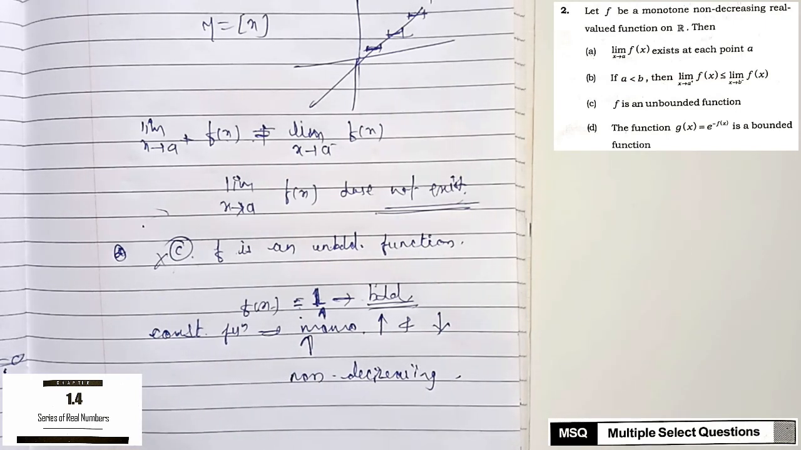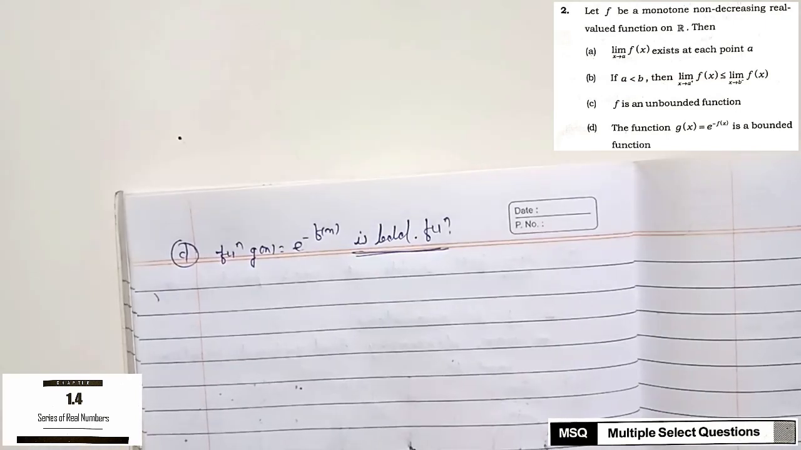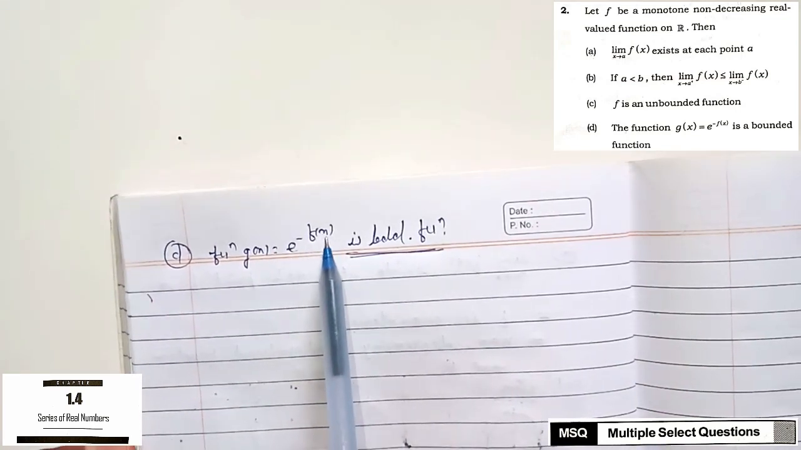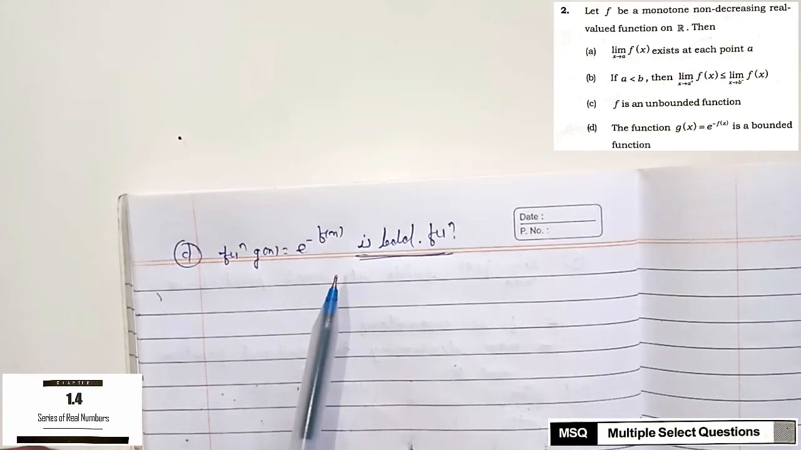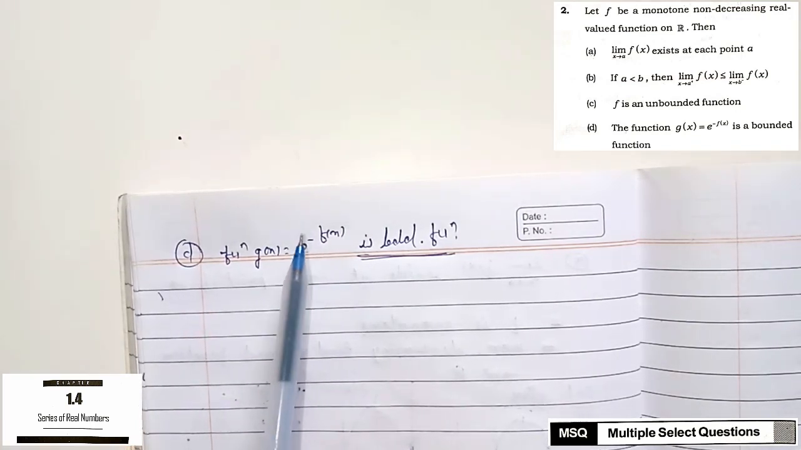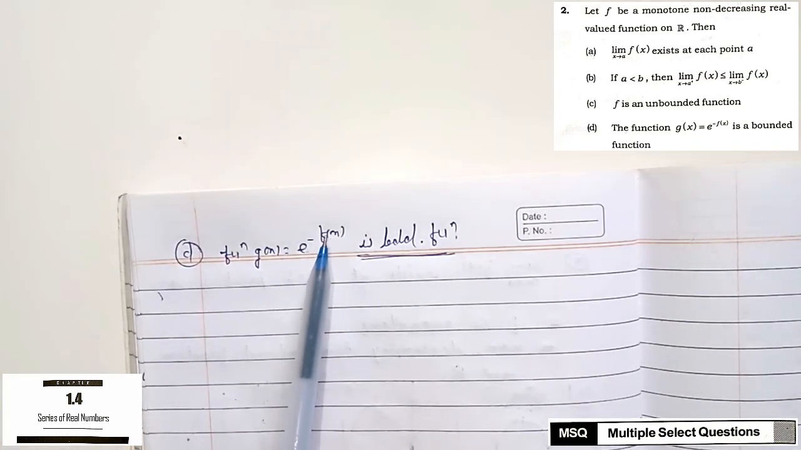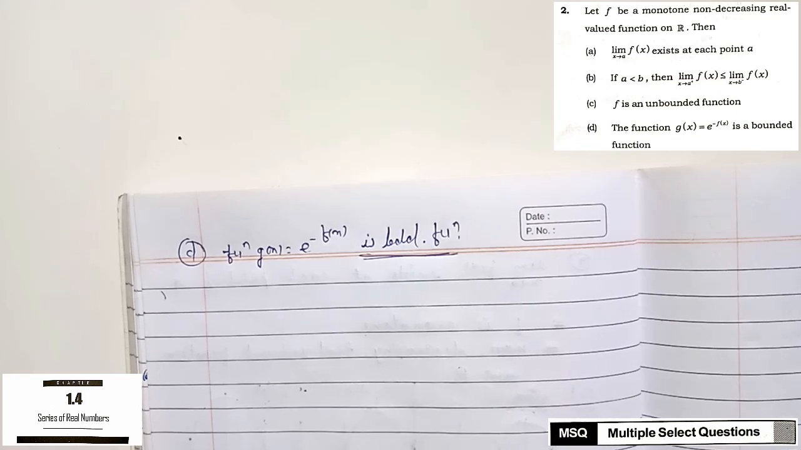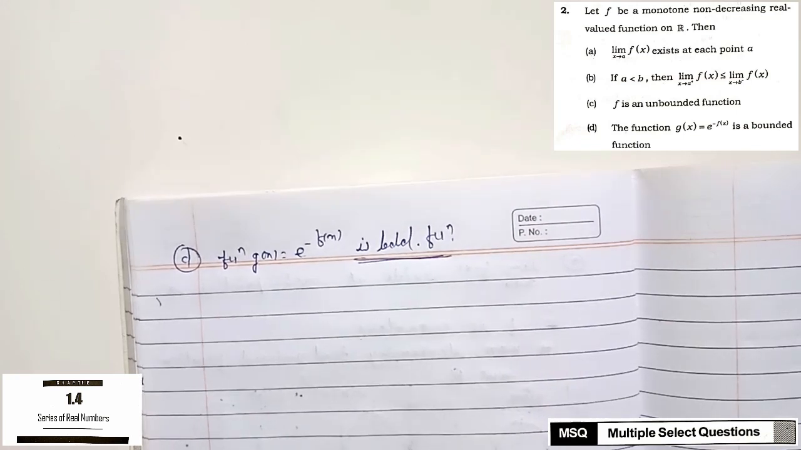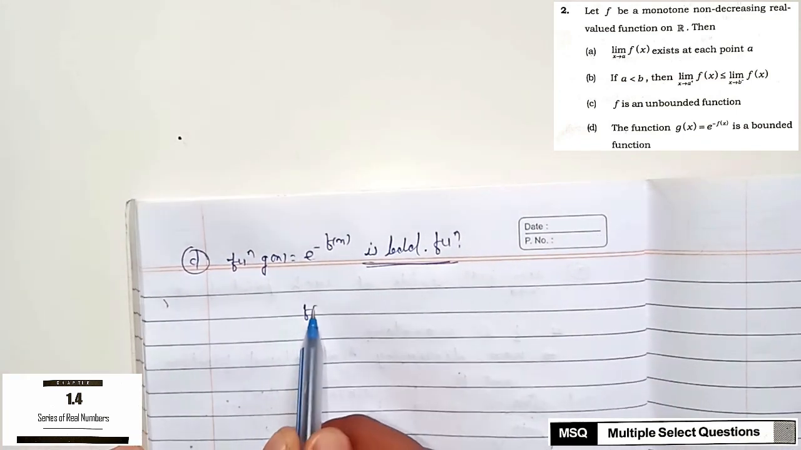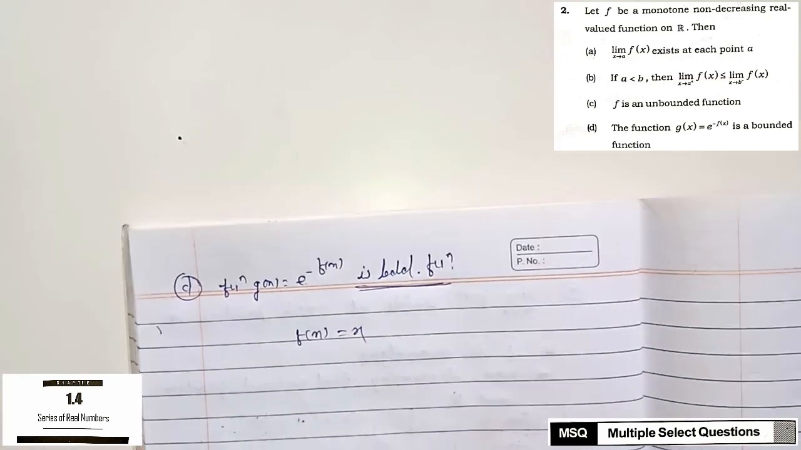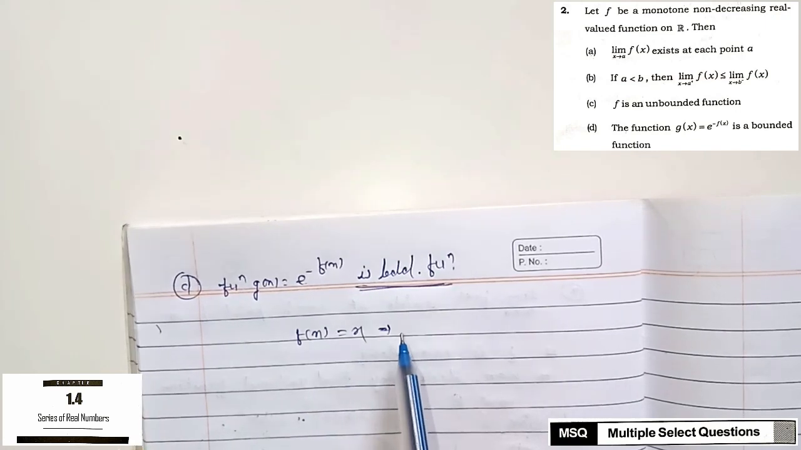Now let's move to option number D. Now in our option D, we have to show g of x which is equal to e raised to minus f of x is a bounded function. So to show this, we have to consider f of x such that g of x is not bounded. Try to go in the opposite direction of our question option. So if I consider f of x which is equal to x, which satisfies the given condition.